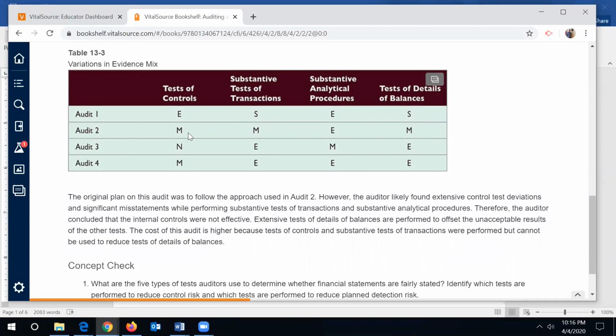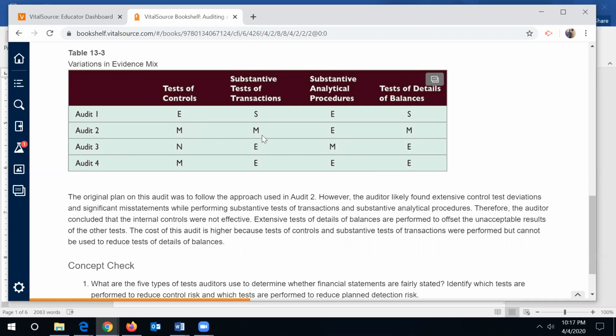Now audit 2, medium test controls. I can assure you in audit 2, the control risk is higher than in audit 1. It was quite low in audit 1. Audit 2, it is more because they only did a medium amount of test controls. In audit 2, they did a medium amount of substantive tests of transactions, extensive analytical procedures, medium tests of details of balances. So with control risk, it's higher than in audit 1, but not horrible.